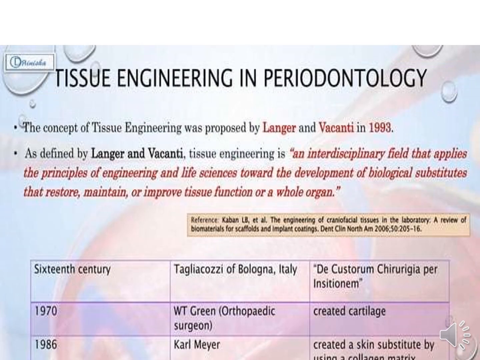Tissue engineering in periodontology was proposed by Langer and Vacanti in 1993. As defined by Langer and Vacanti, tissue engineering is an interdisciplinary field that applies the principles of engineering and life sciences towards development of biological substitutes that restore, maintain, or improve tissue function or a whole organ.